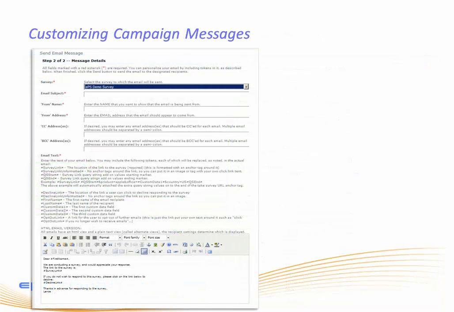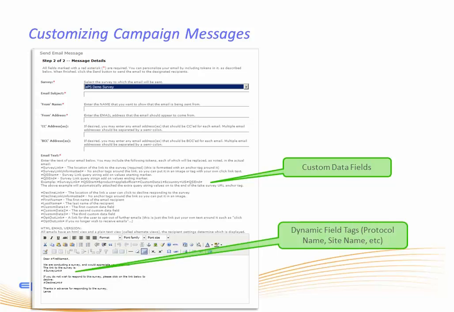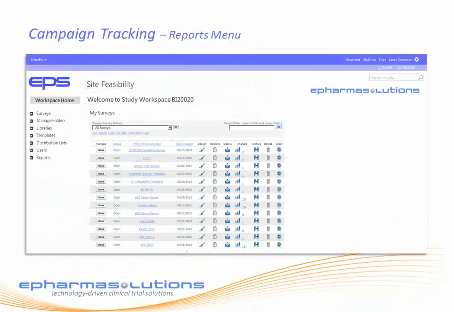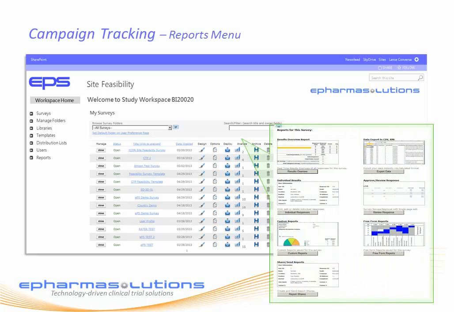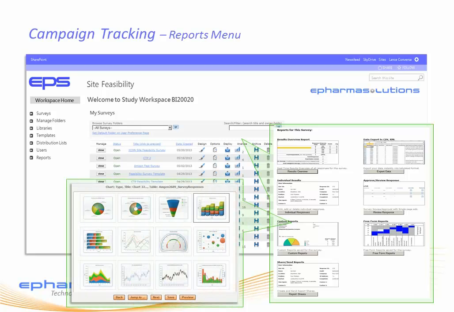Once a distribution list is developed, the author will customize the invitations and reminders. Each invitation can include tags to insert custom fields from the database, like the protocol number or the study name. Once the messages are completed, the feasibility campaign can be launched. Once the campaign is launched, the site feasibility application includes a powerful reporting tool that allows study teams to review individual user responses, summary responses, customize their own reports, and even generate survey-to-survey comparisons on a single user or set of users.